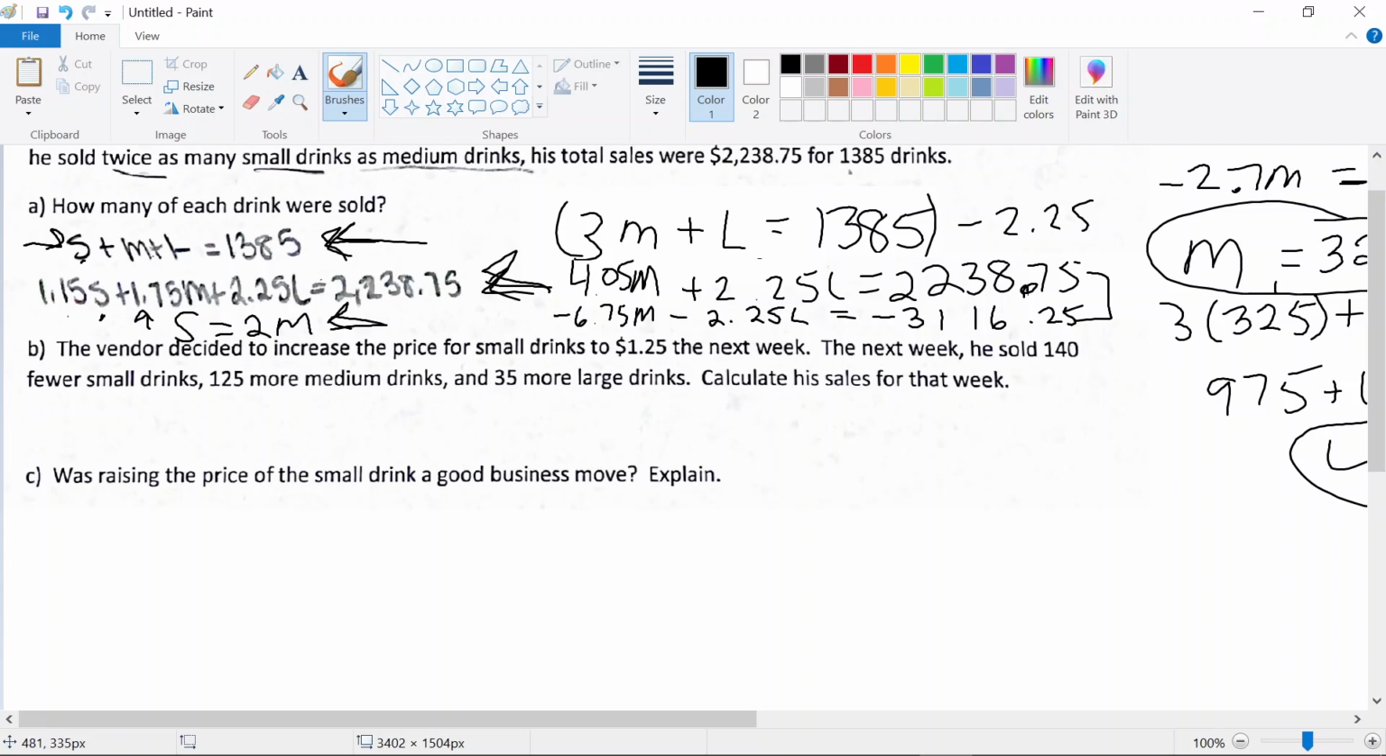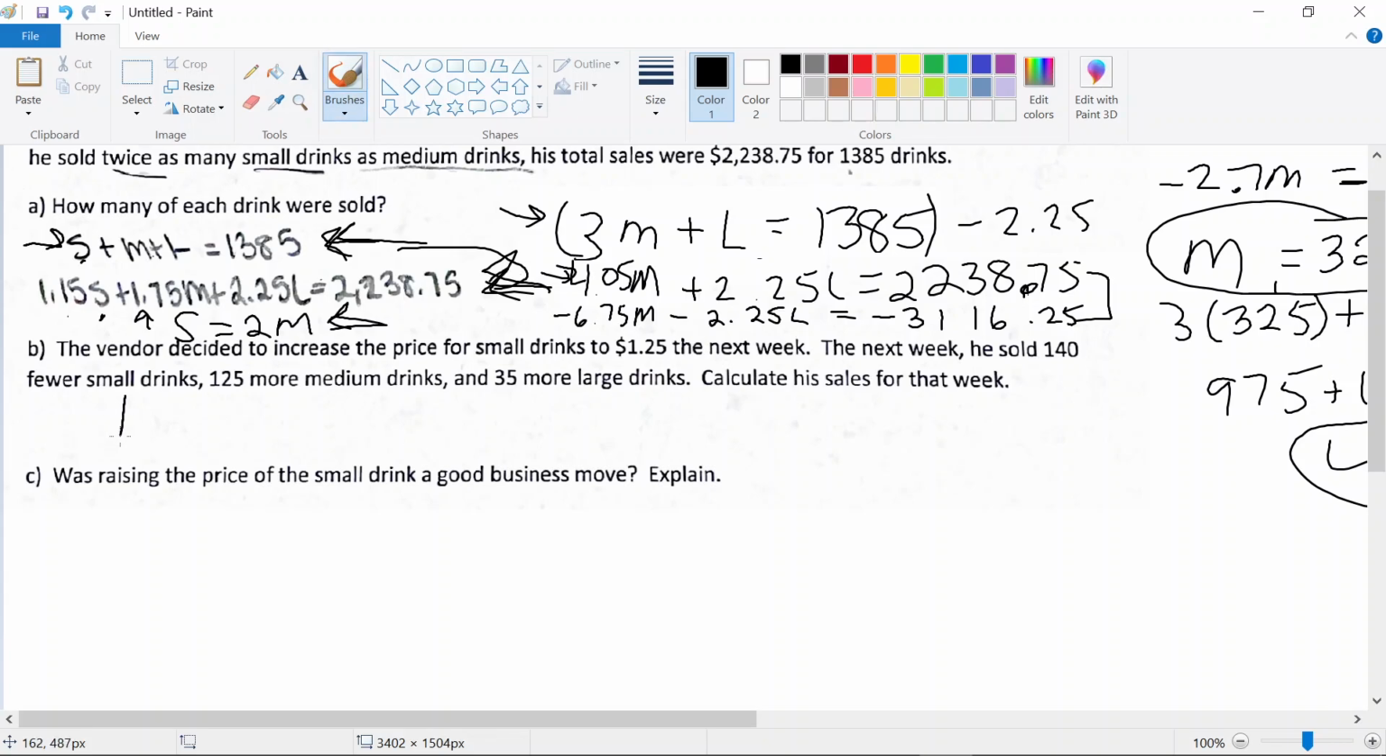So I plugged that extra into these two, so I'd get them to be two variables, and then I combined them in such a way that one of the variables would disappear, solve for something, plug that back into one of these two interim equations, and then use those two plus the number equation to find the number of the third. All right, now, it says here, the vendor decided to increase the price for small drinks to $1.25.